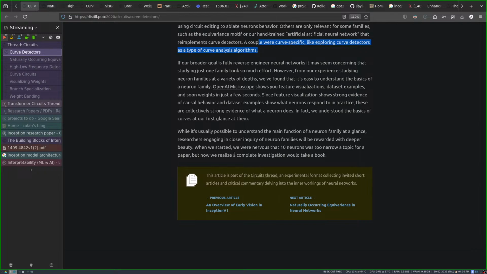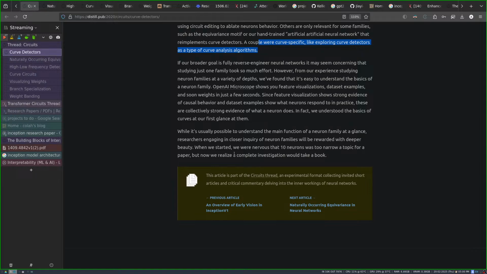It may seem concerning that studying just one family took so much effort. However, from the experience of studying neuron families at a variety of depths, we found that it's easy to understand the basics of a neuron family. Applying a microscope shows you feature visualization, dataset samples, and incoming weights in a few seconds. Since feature visualization shows strong evidence of causal behavior and dataset examples, this is actually strong evidence of the neuron's function.